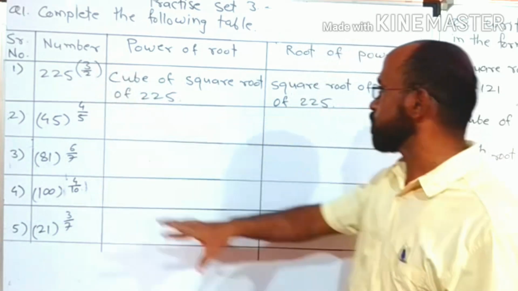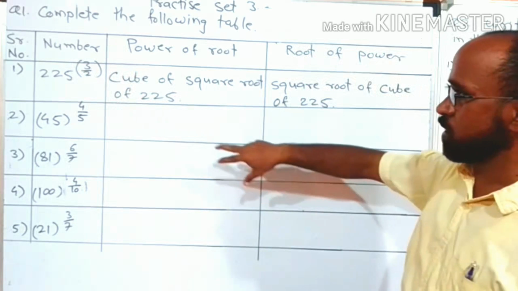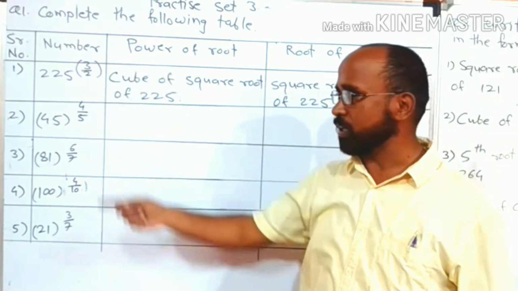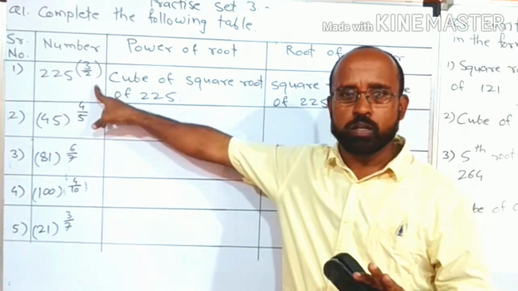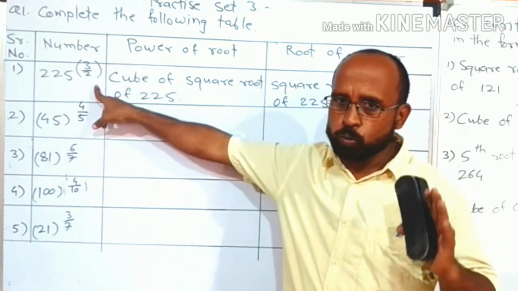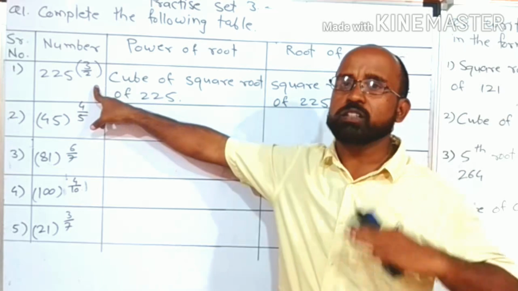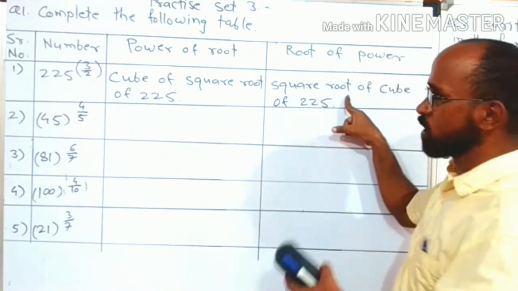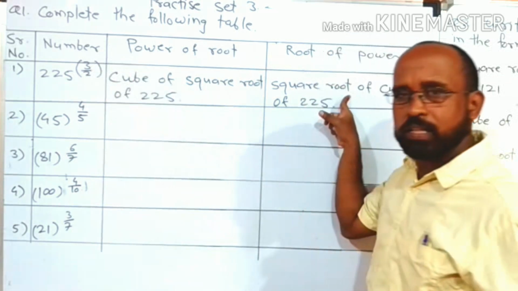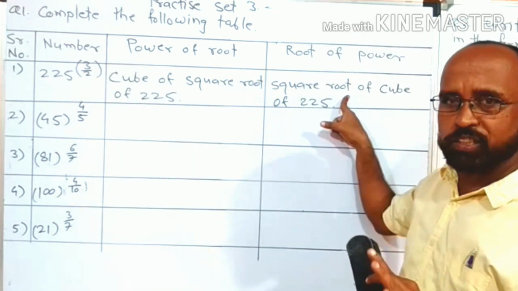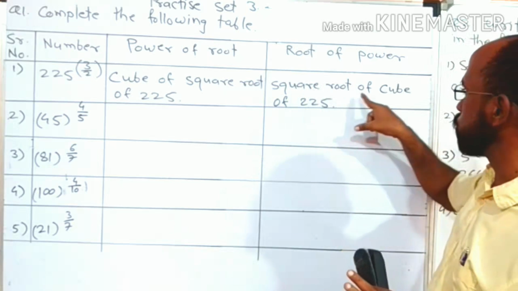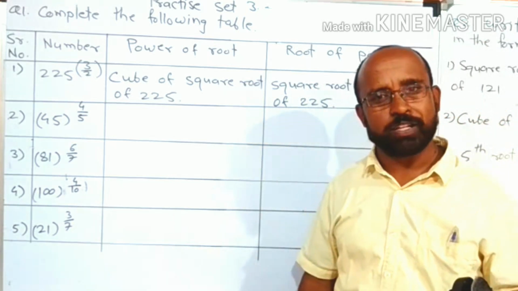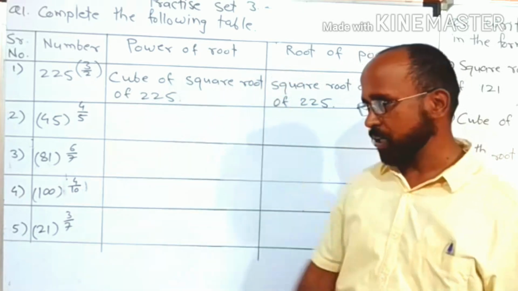Got it? Root of power. Among this, what is the root? The number which is in the denominator, that is 2. So 2 is the root, but we never write as second root or 2 root, we write it as square root. So square root of power. What is the power? Comes in the numerator 3, and 3 is denoted as cube. So square root of cube of 225. Finish.